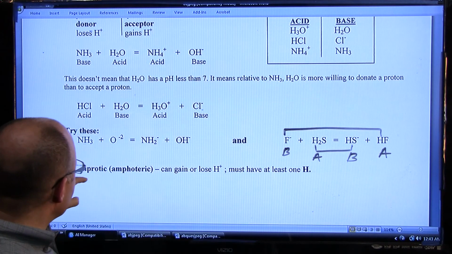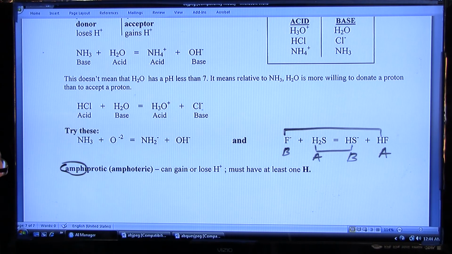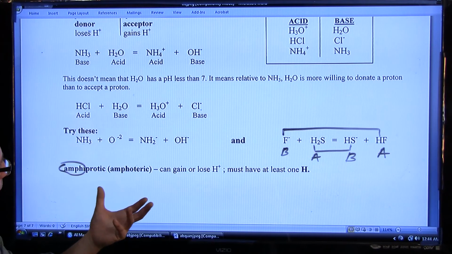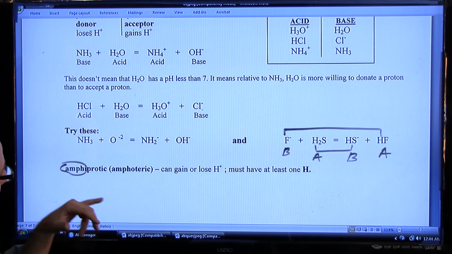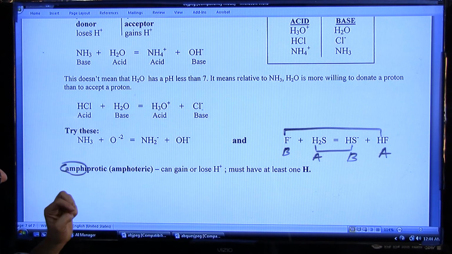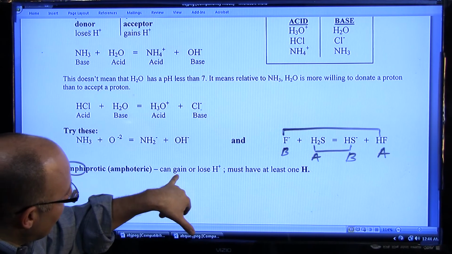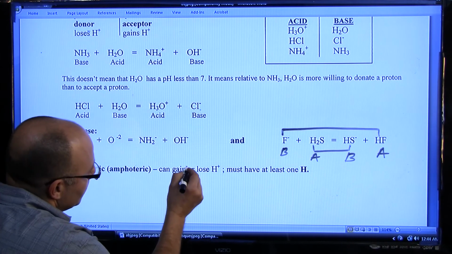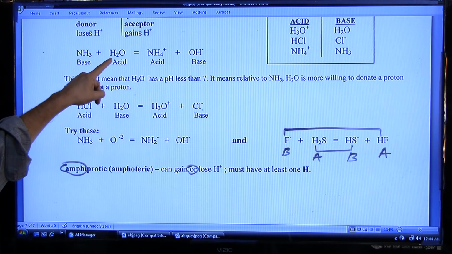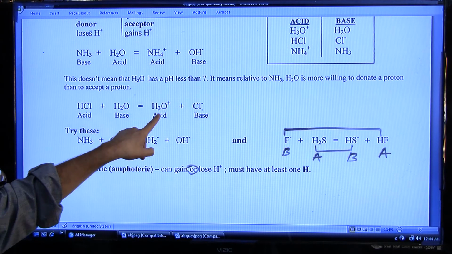All right, and finally this point about amphiprotic. An amphiprotic species is like the word amphibian, like a frog can live on land and water. Amphi means can do both. So an amphiprotic or amphoteric substance or species is something that can gain or lose H+. And water would be a good example of that here. Notice how the H2O can become OH minus, or the H2O can become H3O plus.